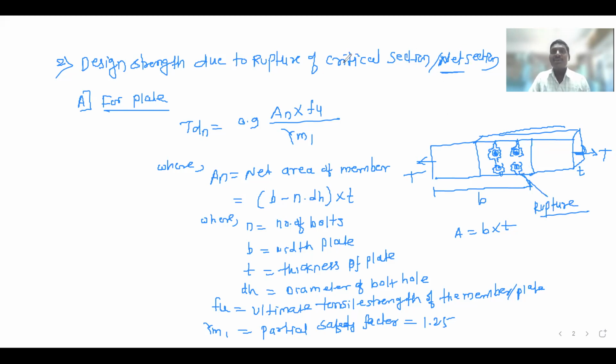Rupture of net section or rupture of critical section. So here the critical sections are there. These are the critical sections. Due to this net area, because the hole is provided for the bolt, the strength of the plate decreased, and that strength is the rupture of critical section or net section.